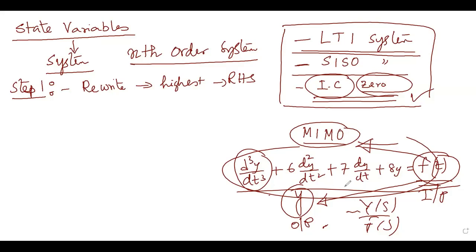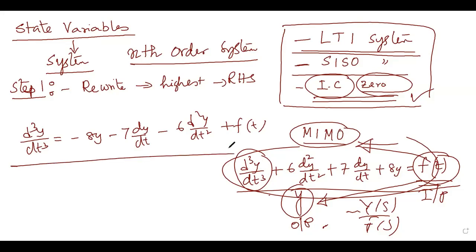You can easily rewrite this equation as d3y dt3 is equal to minus 8y minus 7 dy dt minus 6 d2y dt square plus ft. Okay, this is the first step. So first you rewrite this equation such that the highest power of that equation is in the right hand side of the equation.